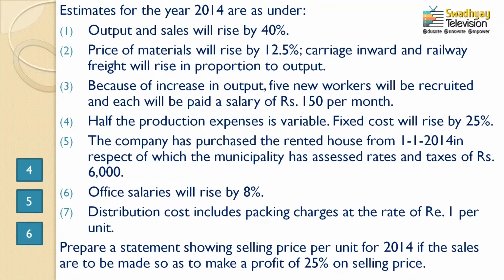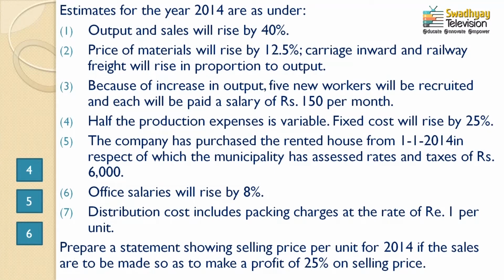See, if you are going to identify this, output and sales will rise. So that means as compared to the last year, in 2014, output, meaning the number of units, is going to change. It will definitely impact your sales also, so sales is also going to change. Then the price of materials will rise by a certain amount, so the raw material cost is also going to change. Then carriage inward and freight is also going to change according to the proportion of output.